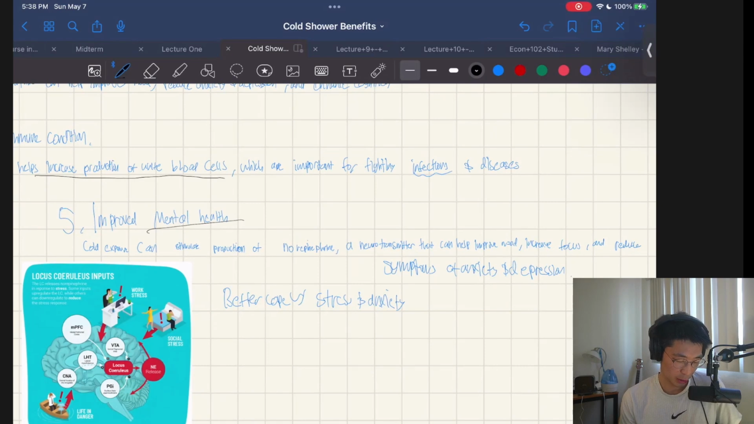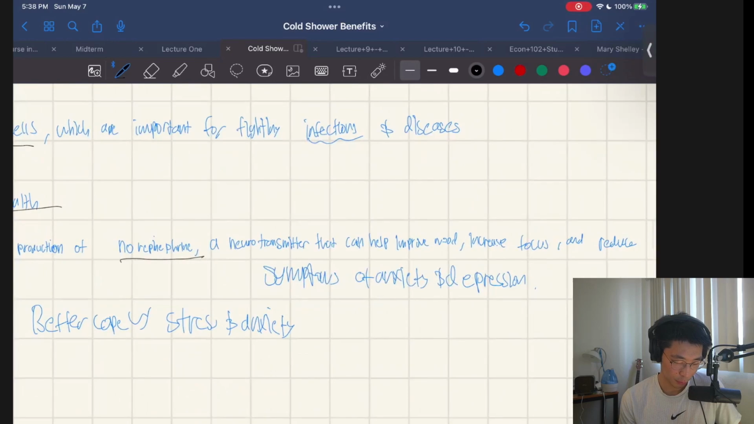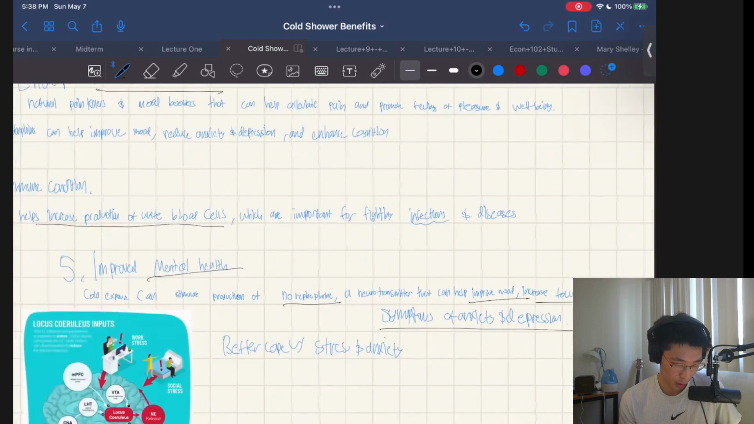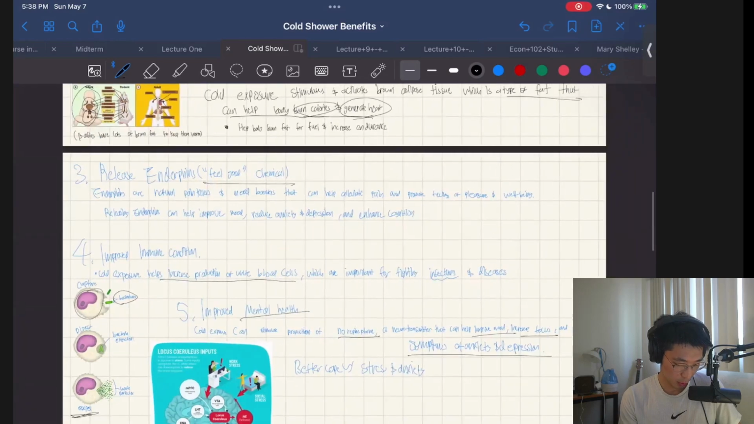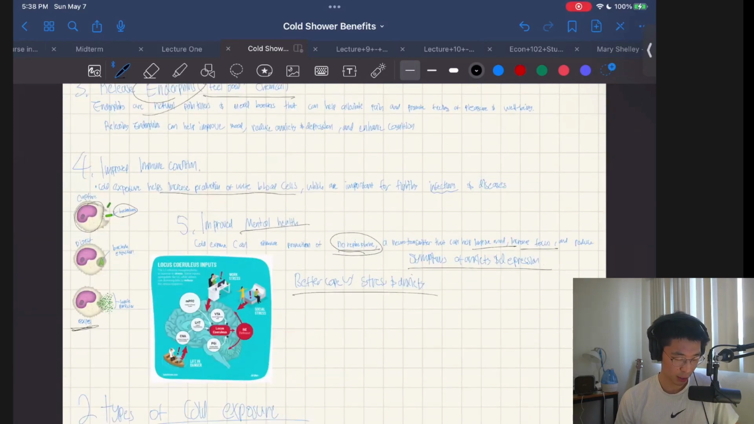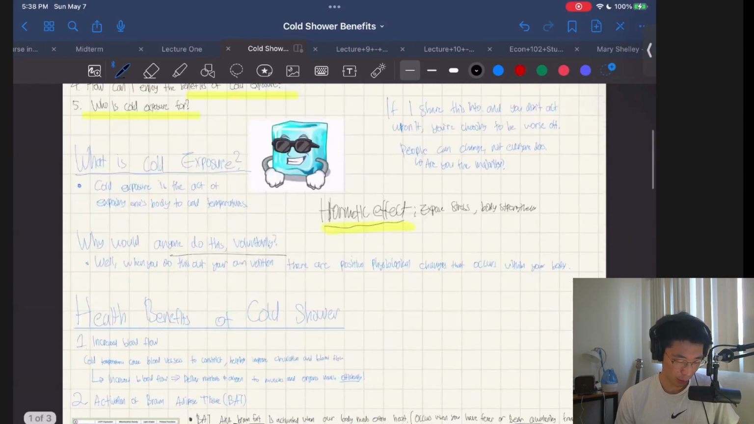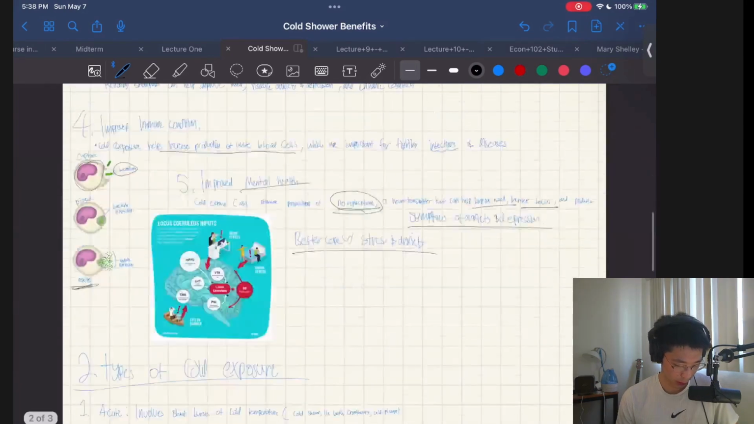Cold exposure can stimulate production of norepinephrine, a neurotransmitter that can help improve your mood, increase focus, and reduce symptoms of anxiety and depression. So we kind of talked about this with endorphins. So I guess it's endorphins and norepinephrine. Excuse me if I'm mispronouncing this. I'm pretty sure there's some correlation there. So it could help you better cope with stress and anxiety. And this is also related with the hormetic effect, which we discussed.